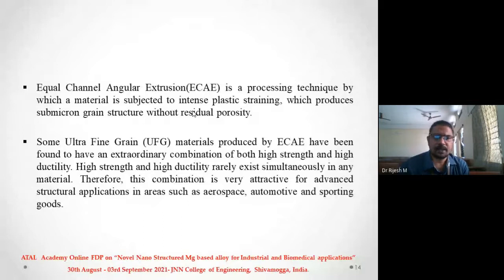Equal channel angular extrusion is another name for equal channel angular pressing. ECAE is a patented one. It's generally not used, but we are so much used to extrusion. That's why.